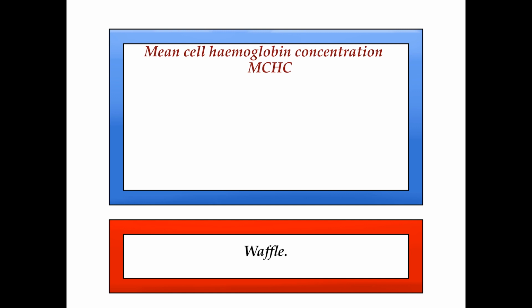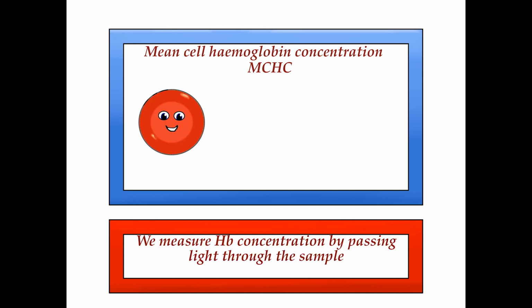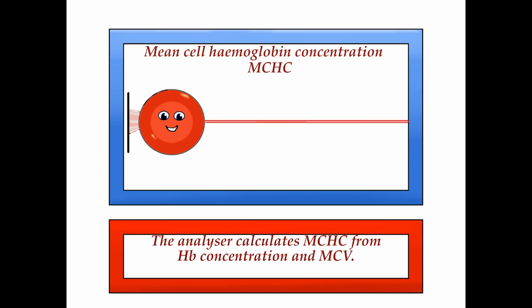So how we measure haemoglobin concentration is we fire a laser at the blood, put a sensor on the other side, and the sensor measures the light coming out of the blood and calculates the haemoglobin concentration based on how much light is absorbed or refracted or whatever. This is then used to calculate the MCHC.